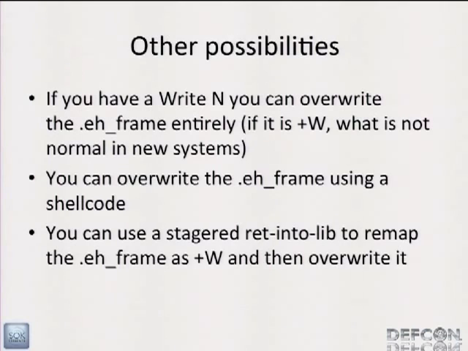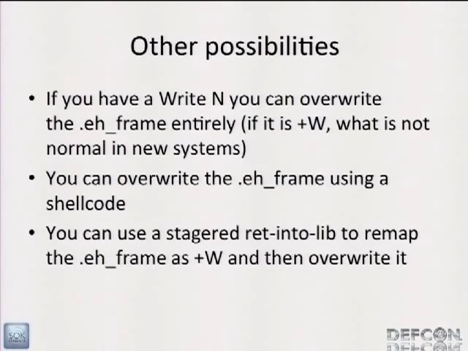Of course, as we mentioned, with older versions of GCC, if you have a write-n, which means that you can write anywhere in memory that you want, as many bytes as you want, in the older versions you can just overwrite the section itself and throw an exception directly. You don't need to locate the pointer or mess around with leaks or whatever. So older systems are even easier to use this kind of thing on.